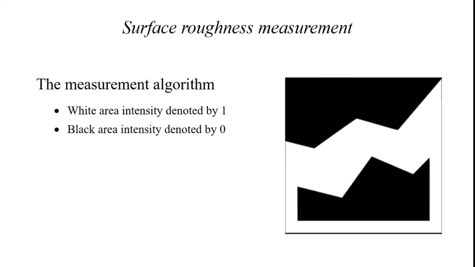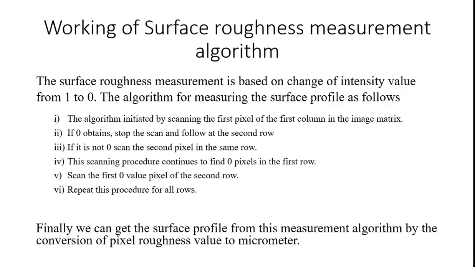Here, how do we conduct the surface roughness measurement with the machine vision system? It follows a measurement algorithm. The measurement algorithm considers white area intensity denoted by 1 and black area intensity denoted by 0. This is how we digitize the image. The white area is represented by 1 and the black area is represented by 0. After that, how do we measure the surface finish? The surface roughness measurement is based on the change of intensity value from 1 to 0, which means brightness to dark.